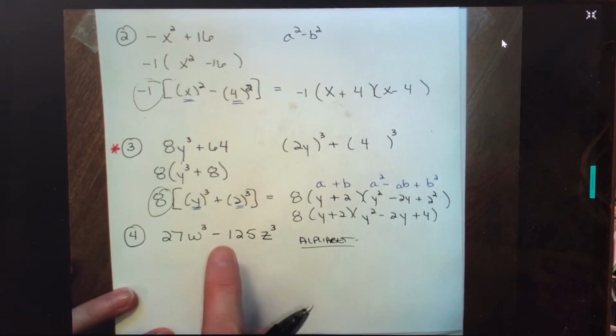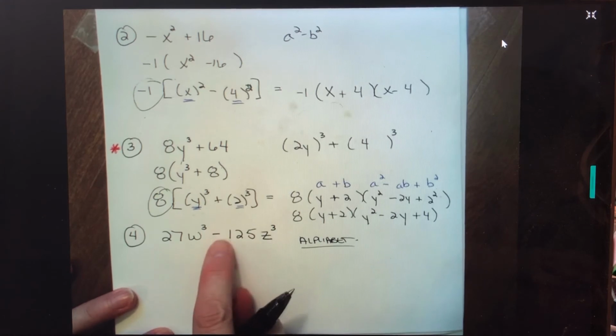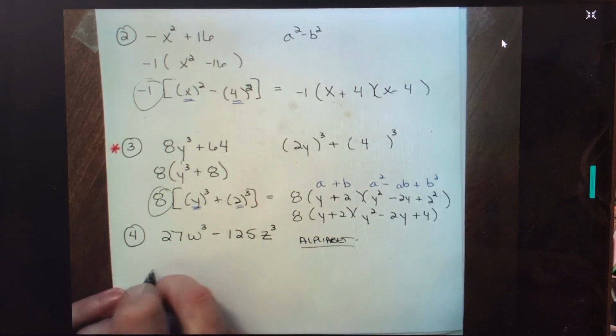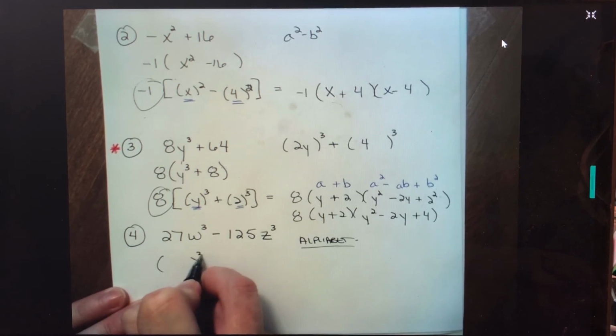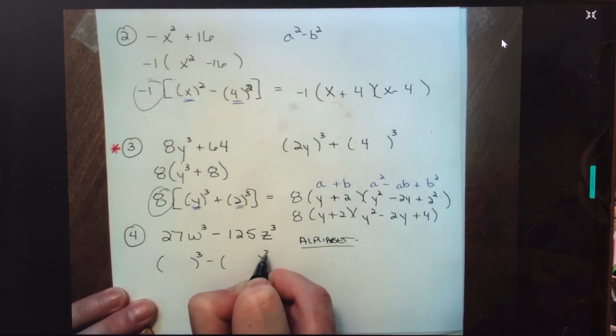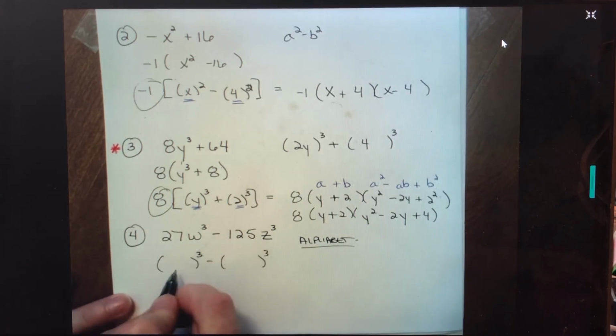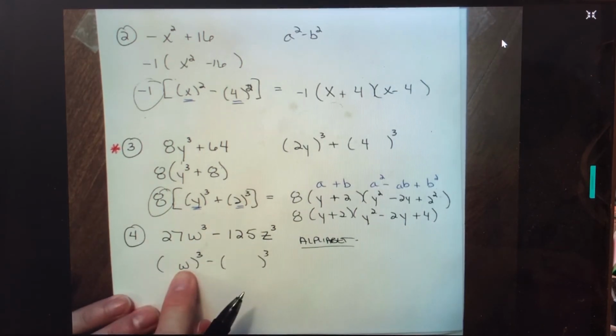So definitely a binomial, and it's a difference. And so the question is, is it the difference of cubes? Well, if it is, that means then I should be able to write it as this. Two things that have been cubed. Well, clearly a w is cubed here, so that's going to be a piece of that.